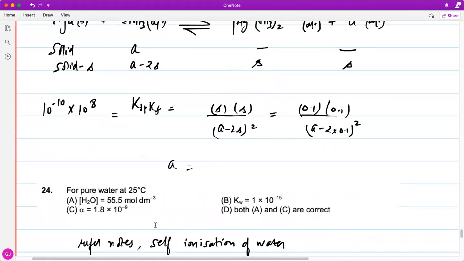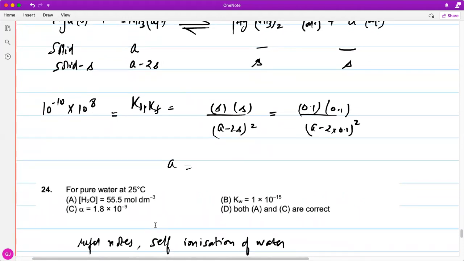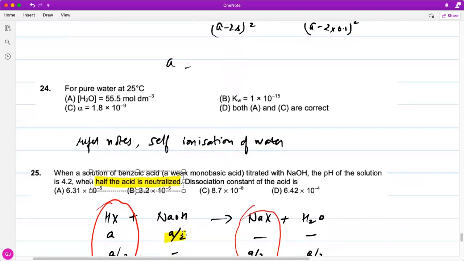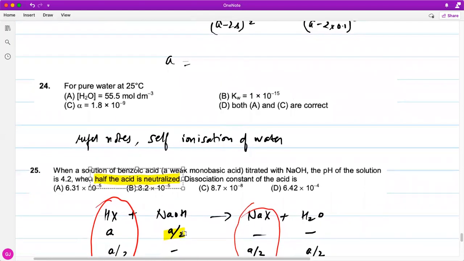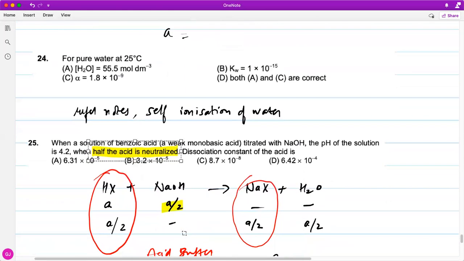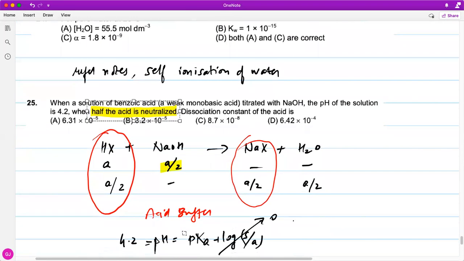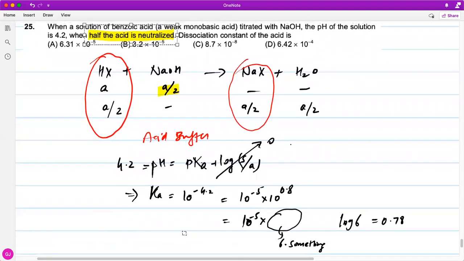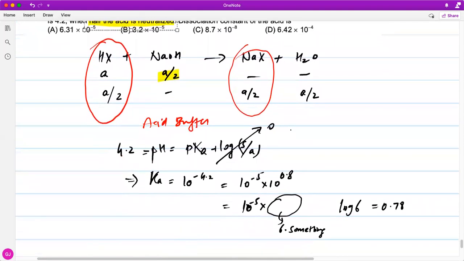The 24th question is a straightforward question that we have done multiple times in our notebook. Not going to repeat that. Let's move on to the last question of this section, which is about benzoic acid getting half neutralized. This term means that the NaOH amount that is going to be added to neutralize the acid is going to be half of what is given. And then based on completing the analysis, we realize it's still a buffer solution that is getting formed. So you simply apply the buffer formula pH is equal to pKa plus log salt upon acid, and then do some small maths to understand the value of K.